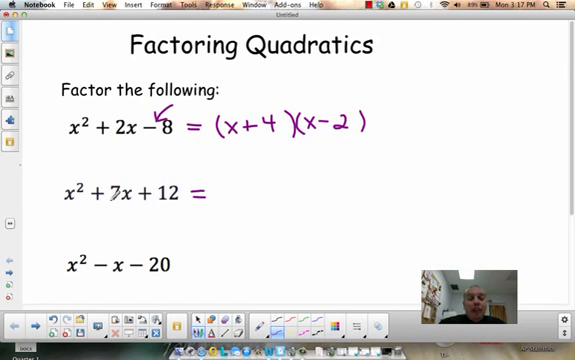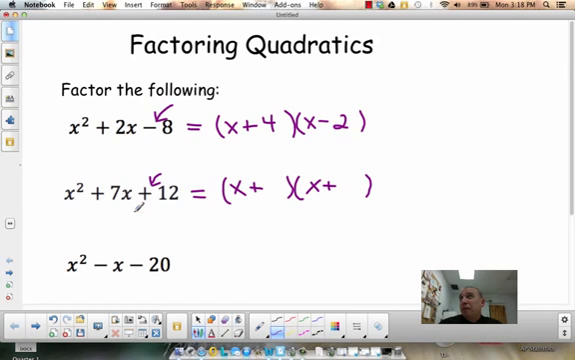Do I have anything in common among these three terms? Nope, nothing. All right, so then let's go ahead and set up our parentheses again. First terms in each, x and x. This sign tells us the signs are going to be the same. This one tells us not only are they going to be the same, but they're both going to be positive. So then I go ahead and I put the positive signs in here. Are there factors of 12 that when added together give me 7?